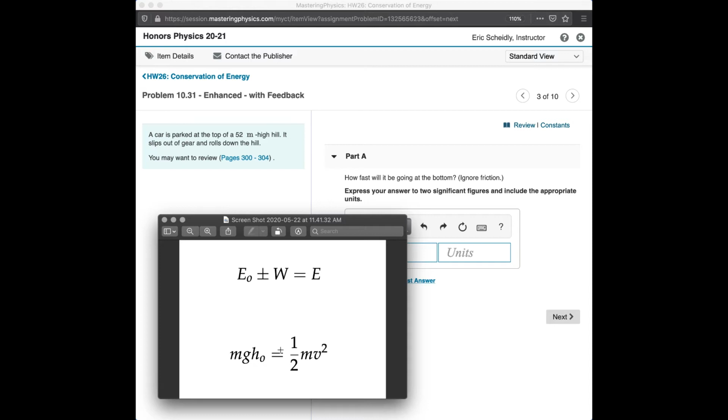Then the gravitational potential energy it has at the top of the hill, mgh, is equal to the kinetic energy it has at the bottom of the hill, 1/2 mv squared. Solve for v. Notice once again that the masses cancel, and here they did not give me the mass of the car, so it's a good thing there's a mass on each side of the equation.